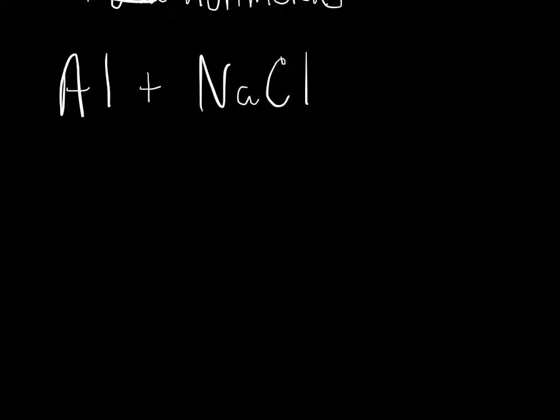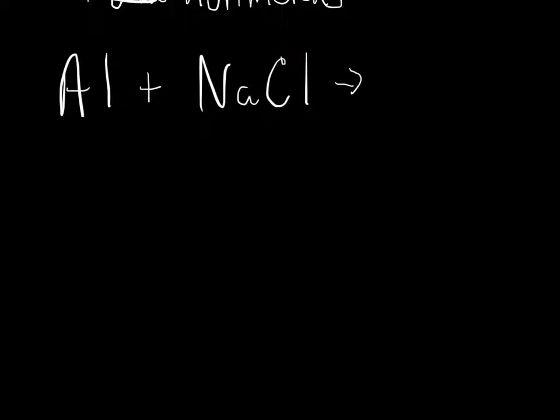Alright, so let's look at a simple example of a single replacement reaction. Let's say I have something like aluminum plus sodium chloride. I recognize first off that this is a single replacement reaction because I have an element, aluminum, plus a compound, sodium chloride. So my single element aluminum will be replacing one of the elements in this compound, either the sodium or the chlorine. And aluminum is a metal, so it's going to replace the sodium, which is the metal in my sodium chloride. And as a quick reminder, whenever we have an ionic compound like this, the metal is always the first part and the nonmetal is the second part.